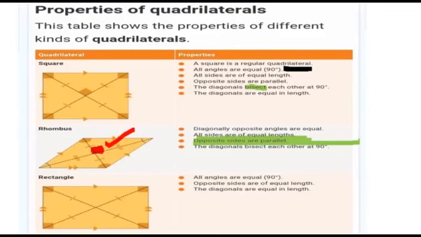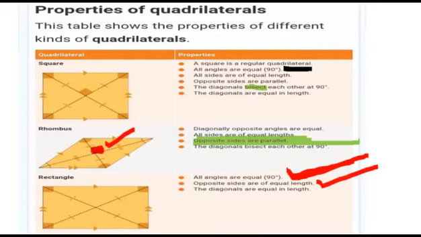Next up is rectangle. In a rectangle, all the angles are equal to 90 degrees. If you remember the definition, the very first requirement for a parallelogram to be a rectangle was that one of its angles should be 90 degrees. So I wrote down all angles are 90 because when one angle becomes 90 in a parallelogram, all other angles automatically become equal to 90 degrees.